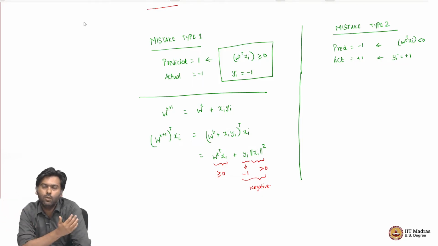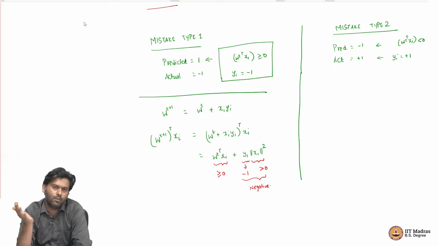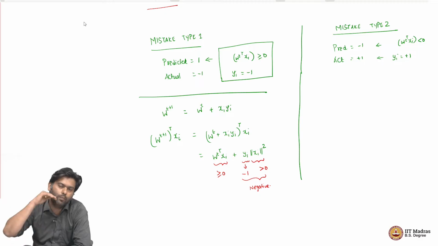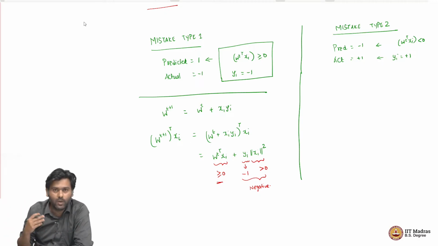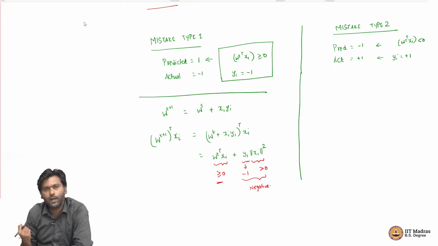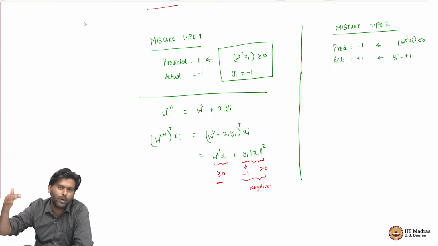That does not mean that the new W's dot product with xi immediately becomes negative. We do not know that, but we know that it is moving in the right direction. Why? Because this is positive, it should have been negative, but it is positive. So, you are subtracting out something. So, it is getting lower and lower, right. So, at this point it is going in the correct direction, that the dot product should be negative.